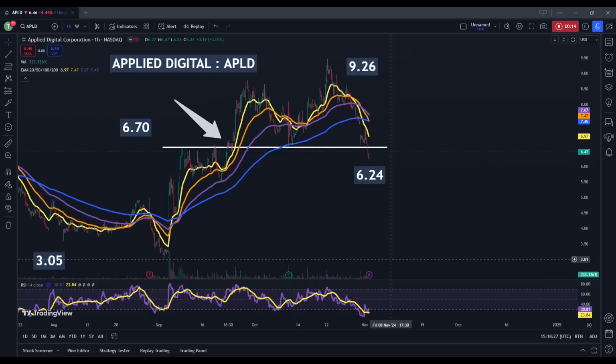Here we have the week 15 members only trading strategy update. The stock that we are looking at this week is Applied Digital Corporation, stock ticker APLD. This is the technical analysis section of this trading strategy for this week. Please remember to also take a look at the fundamental analysis portion of this strategy. That will give us the underlying reasoning behind why we think this stock will be moving higher.